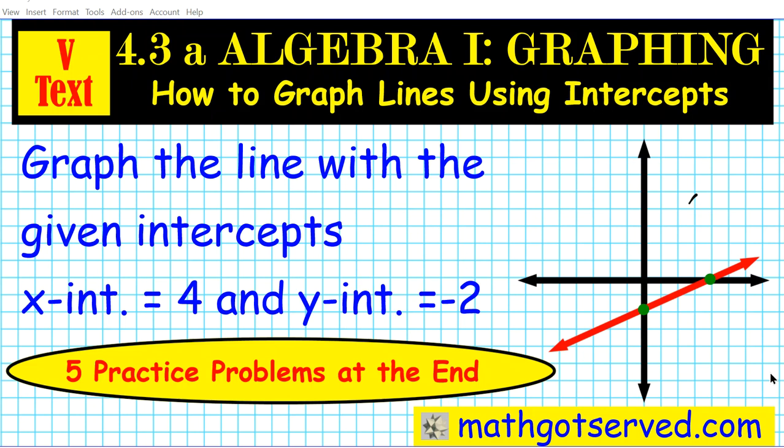In this clip, we're going to be going over section 4.3a of our virtual Algebra 1 text on graphing. We're going to be learning how to graph lines using intercepts. So we'll be taking a look at questions where you have to graph the lines with the given intercept as illustrated here, and you use that information to generate the graph of the line.